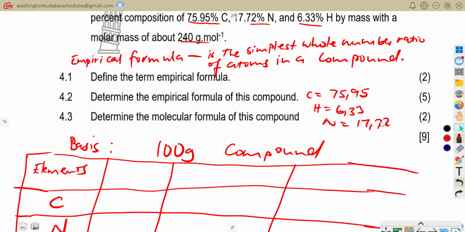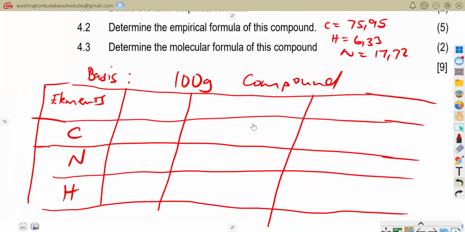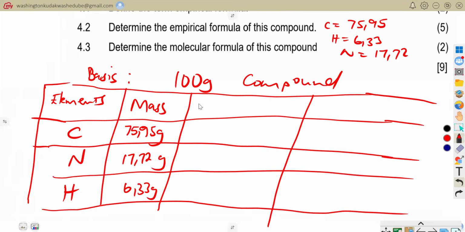So I'll use this composition here. I need to know the mass composition of each. This is actually 75.95 grams, and then this one is actually 17.72 grams, and this is 6.33 grams. How do I calculate the number of moles of each? I say mass divided by the molar mass.